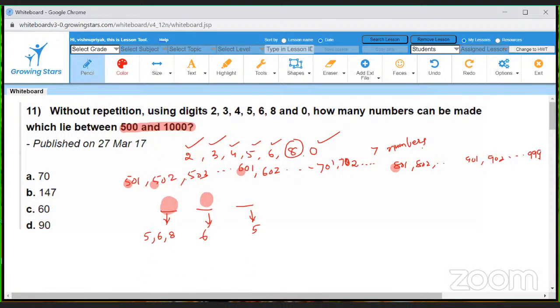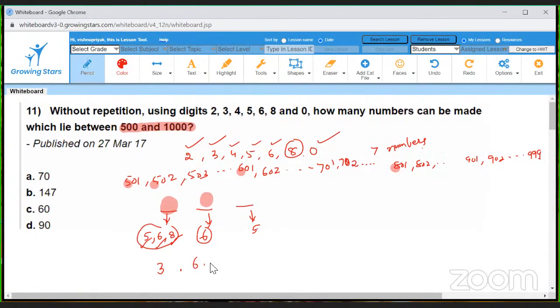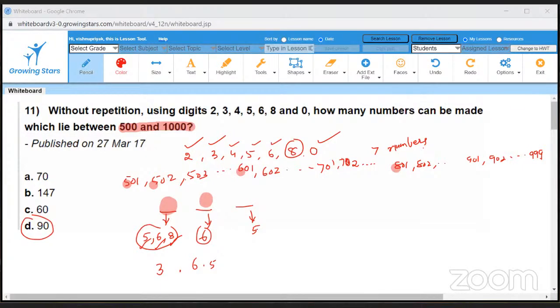So if you take the first digit, it can be filled with 5 or 6 or 8, 3 numbers. So 3 ways. Second one in 6 ways. Third one in 5 ways. So 3 into 30, total 90 ways it is possible to arrange.